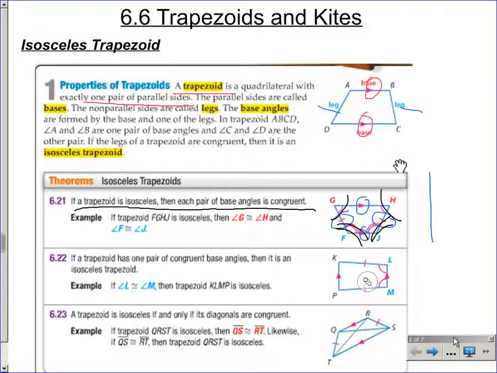We also have, if a trapezoid has one pair of congruent base angles, then it's an isosceles trapezoid. So if you look at the second one here, we know that the relationship between consecutive angles is that they would be supplementary. So here we would have to have these be congruent. If we have one set of base angles congruent, then we have to have the other set of base angles congruent as well, making it an isosceles trapezoid. And finally, I apologize, it's a little truncated, but a trapezoid is isosceles if and only if its diagonals are congruent.